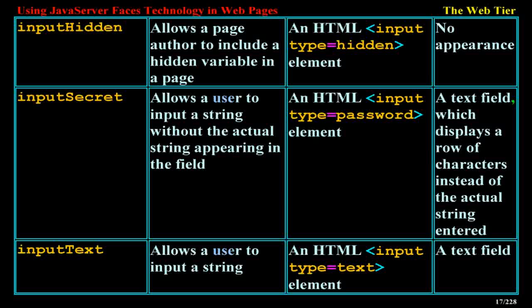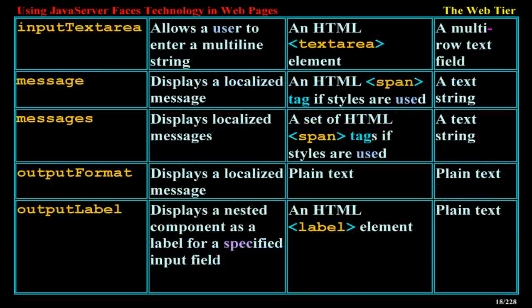Input text allows a user to input a string, in HTML an input type=text element, a text field. Input textarea allows a user to enter a multi-line string, in HTML a textarea element, a multi-row text field. Message displays a localized message, in HTML a span tag if styles are used, a text string. Messages displays localized messages, a set of HTML.